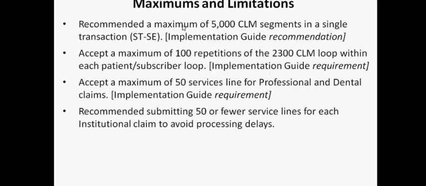But generally, the limit provided as per the guidelines is up to 5,000 claim segments in a single transaction, that means in a single file. Up to a maximum of 100 repetitions of 2,300 CLM loops, right? That means it's a claim. Then 50 service lines, the individual line items, so 50 for a professional and dental claim, and 50 services for each institutional claim. So these are the different guidelines that you need to know.